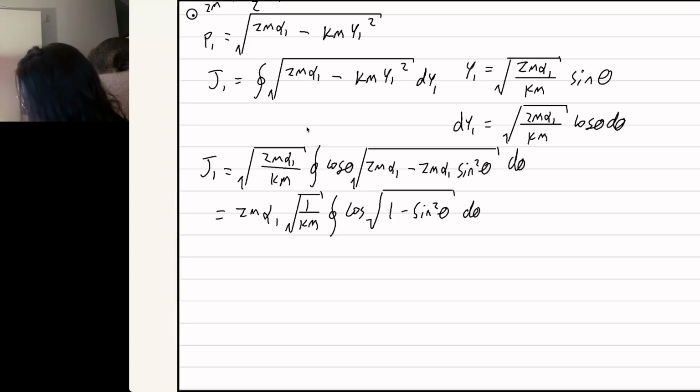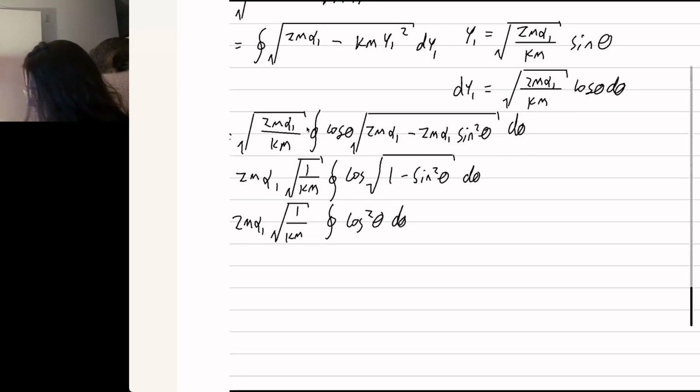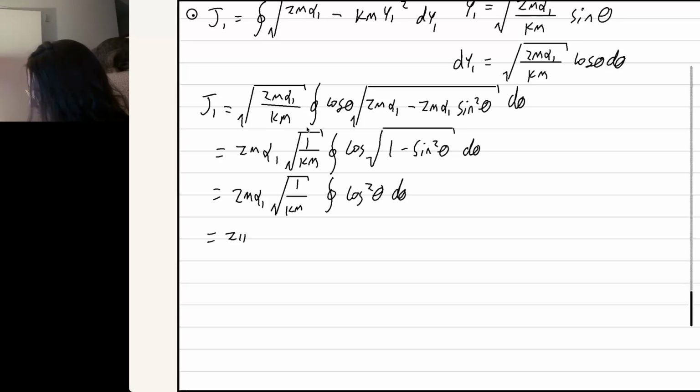d theta. Now, if you know your trig identity, you know that that's just going to be cosine. So we're actually just integrating cosine squared theta d theta. Over a closed loop, it's just going to be pi. So the action ends up being 2 pi m alpha 1 square root 1 over km.